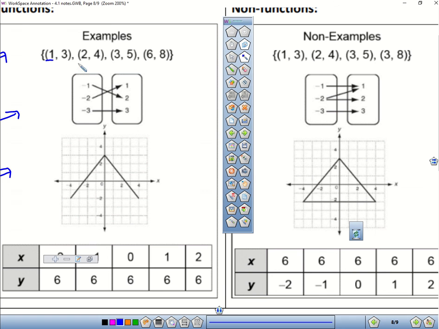I know this one is a function because I go through the x values, and you notice there are no repeating x values. Now that doesn't necessarily always mean it's a function, because you can have repeating values that will still be a function, and we'll talk about that in a little bit.